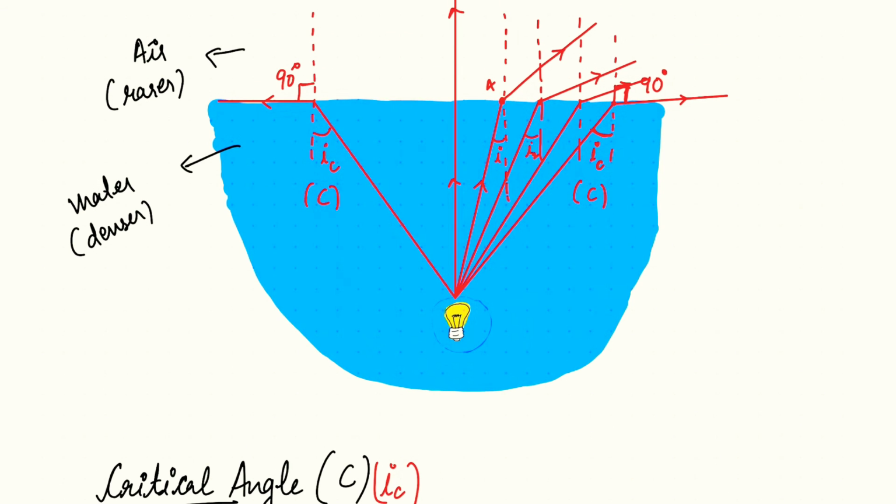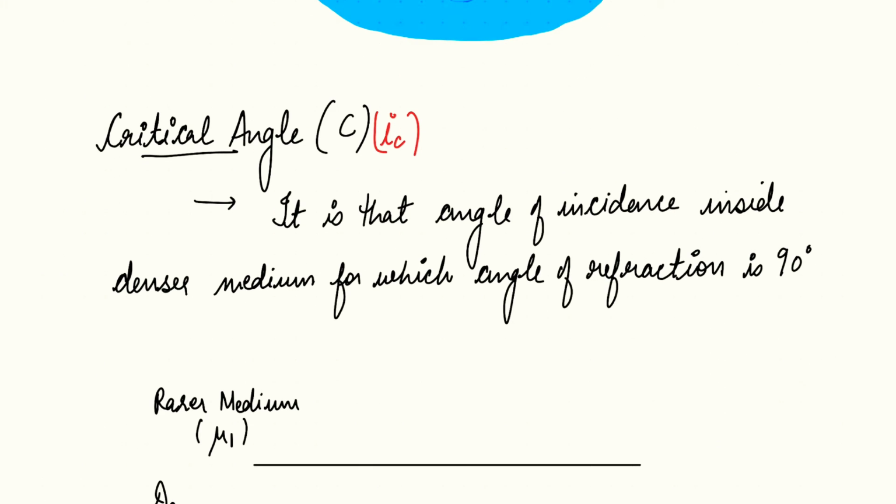Okay, there is a very common question: what will happen, sir, if you increase your angle of incidence further than your critical angle? Well, your light ray is going to reflect back in the same medium. That is what we call total internal reflection, which is a topic for the next video. So stay tuned, in the next video we'll talk about total internal reflection, right? So this video is purely based on critical angle. All right, great. So what is the critical angle? It is the angle of incidence inside denser medium for which your angle of refraction is 90 degrees.